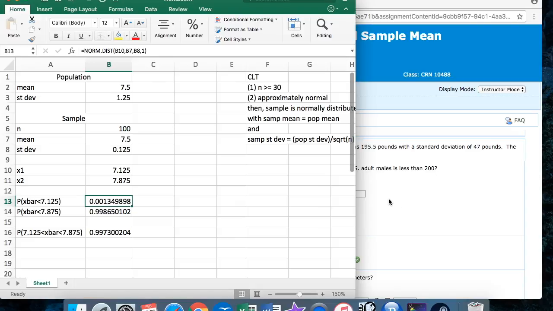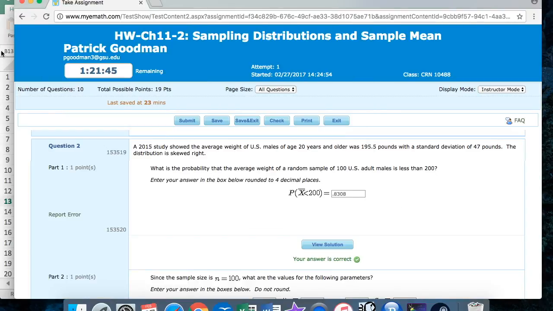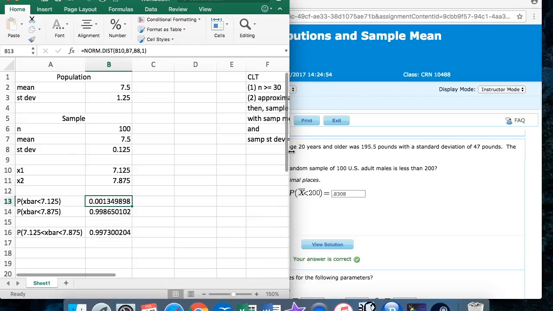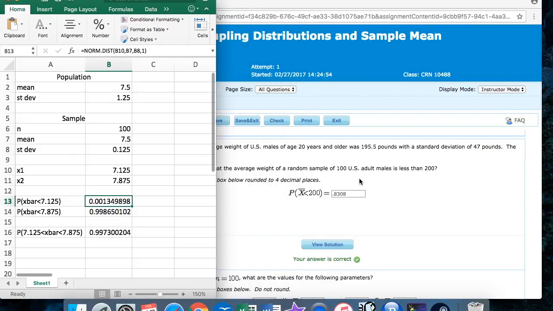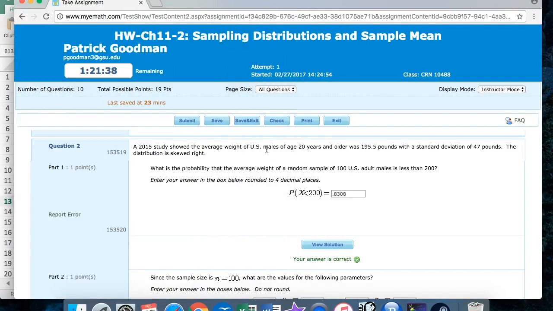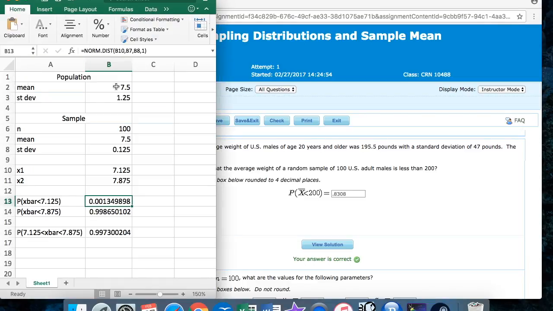So let's do this. Here the problem says that the average weight of U.S. males, 20 years and older, is 195.5 pounds. So our population mean is 195.5. And then our population standard deviation is 47, because that standard deviation goes with our population mean, which goes with our population, all U.S. males that are 20 years and older.